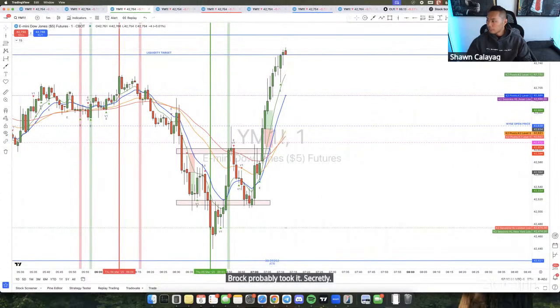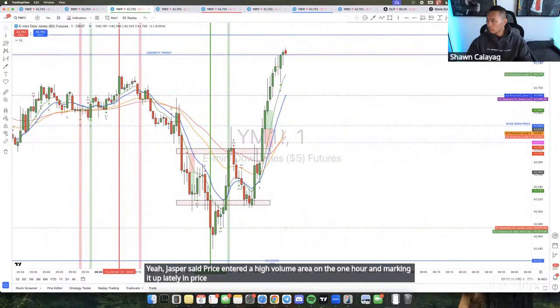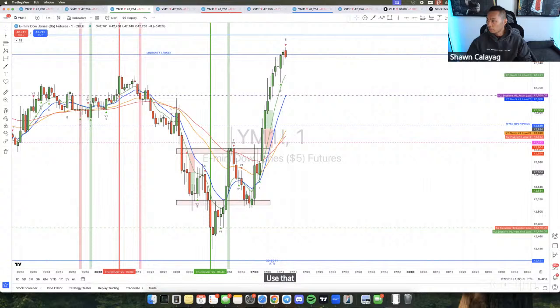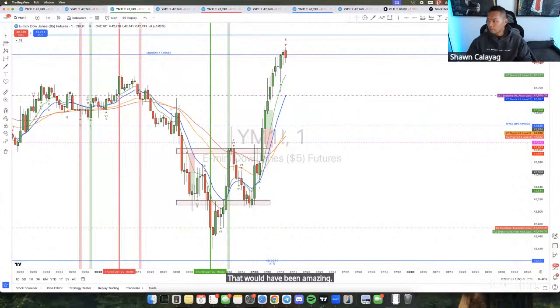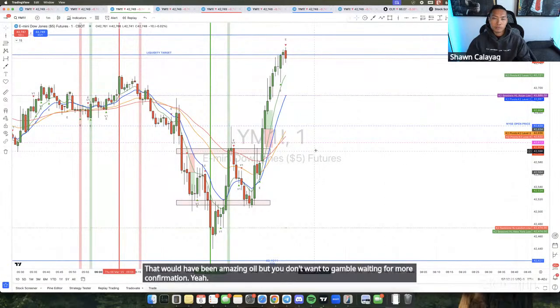Yeah, Jasper said price entered a high volume area on the 1 hour, been marking it up lately, and price typically pushes from one end to the other. Use that as confluence to ride the buy for 100. Almost entered on the close of the 4 hour when it rejected off the volume low. That would have been amazing. Oh, but didn't want to gamble, waiting for more confirmation. Yeah, same here, Jasper. I'm waiting for that confirmation.